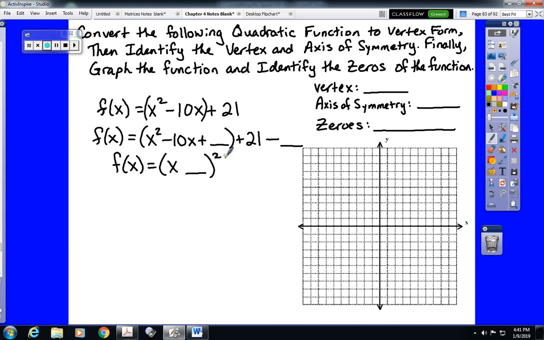We prep for completing the square by starting to write the next step, and then we carry out that conversion. We take the b value, -10, and we divide by 2. That would be -5. We then take that value and we square it to get +25.